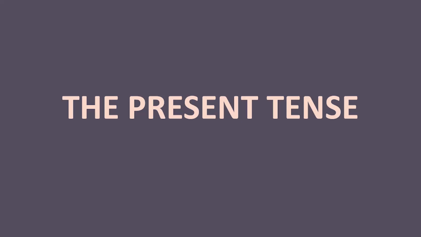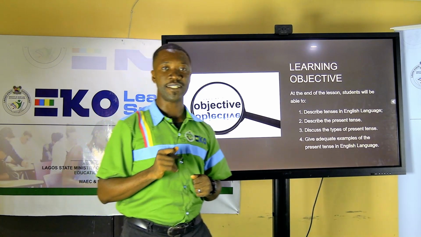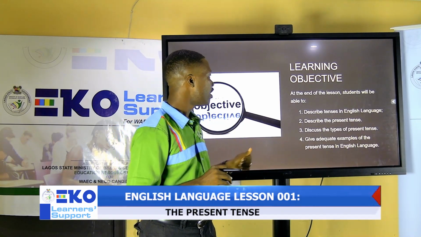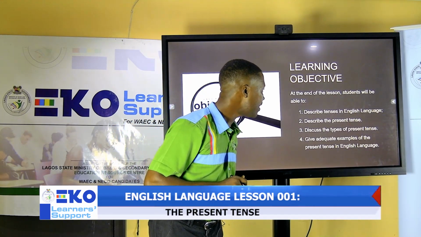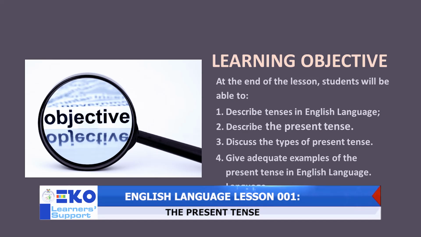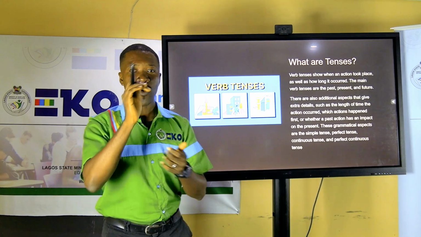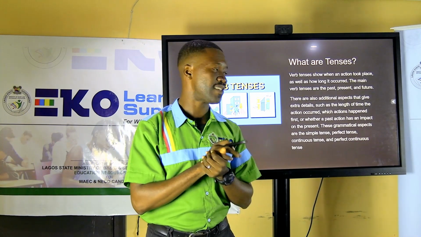The present tense. Our learning objective for today: I believe at the end of this lesson, you should be able to, number one, describe what tenses are in the English language, describe the present tense, discuss the types of present tense, and give adequate examples of the present tense in English language. The question is, what are tenses?